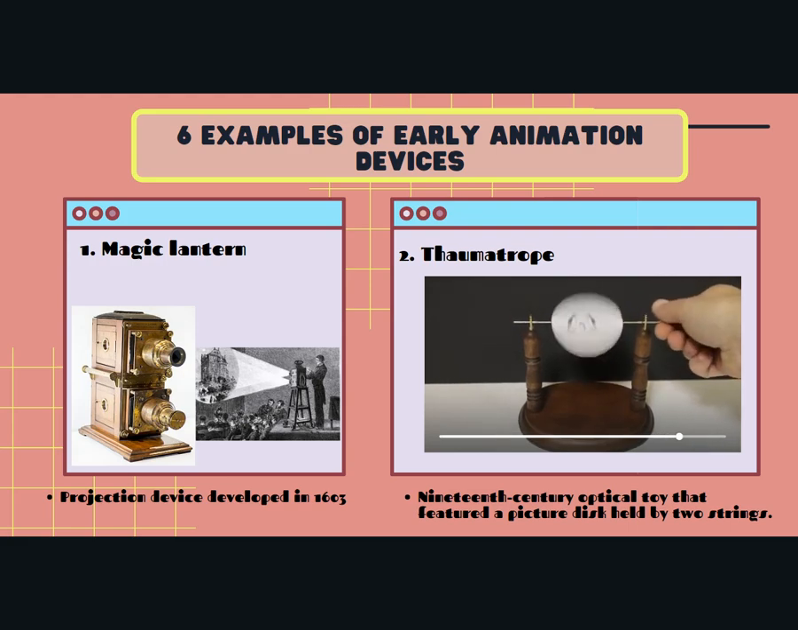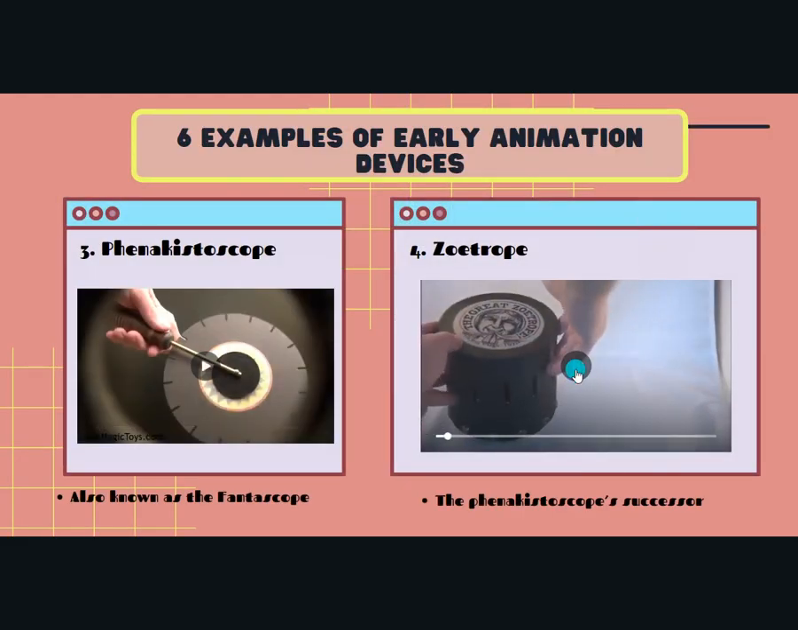And that's it. That's the Thaumatrope. So let's proceed to the third one. The phenakistoscope, also known as the phantascope and sometimes spelled phenakistiscope. The phenakistoscope debuted around 1833, featuring spinning painted cardboard discs reflected in a mirror, which created the illusion of movement.